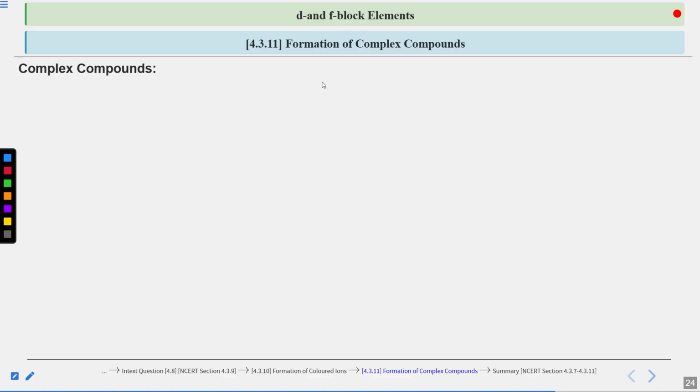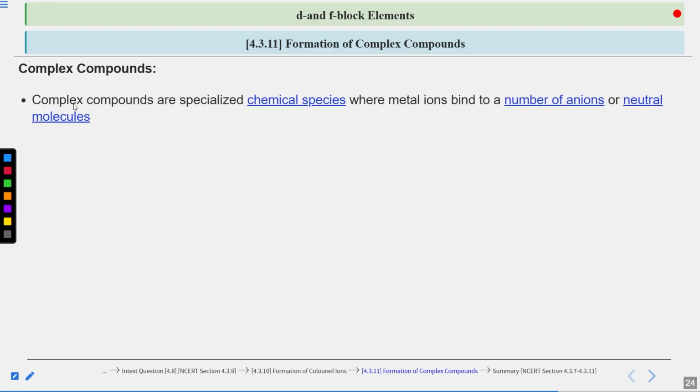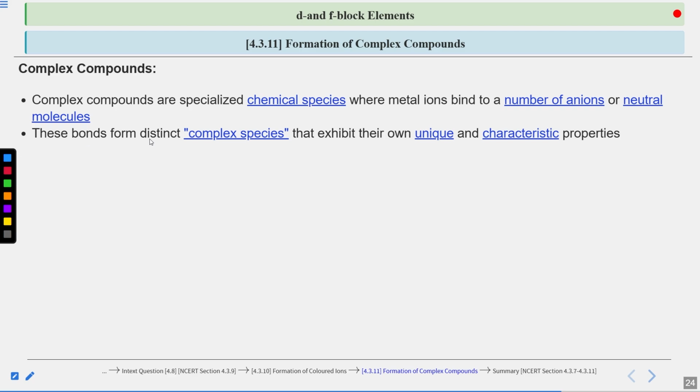Now let's move to our next subsection 4.3.11, that is formation of complex compounds. So complex compounds, you can define them as specialized chemical species where the metal ion, which is known as the central metal ion, binds to a number of anions or neutral molecules which are called ligands. These bonds form distinct complex species that exhibit their own unique and characteristic properties.